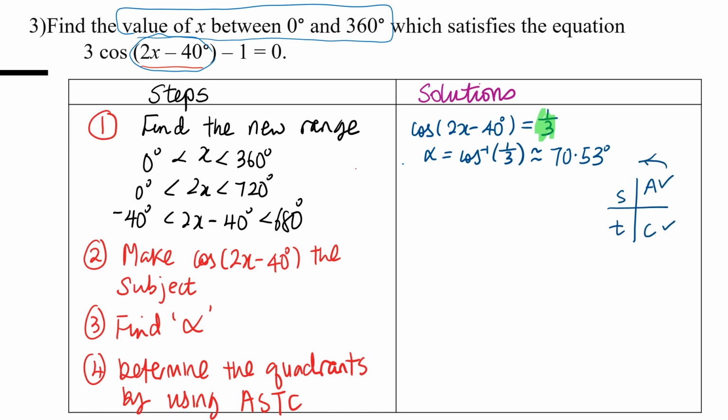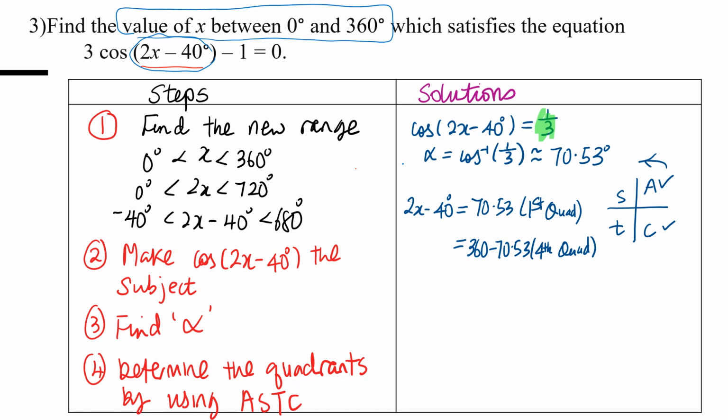we're talking about angles. There are two different kinds of angles: angles measured in the anti-clockwise direction, and angles measured in the clockwise direction. So for angles measured in the anti-clockwise direction, a positive ratio comes from the first quadrant and the fourth quadrant. The first quadrant is just alpha itself, which is 70.53. The fourth quadrant will be 360 minus alpha, so 360 minus 70.53.